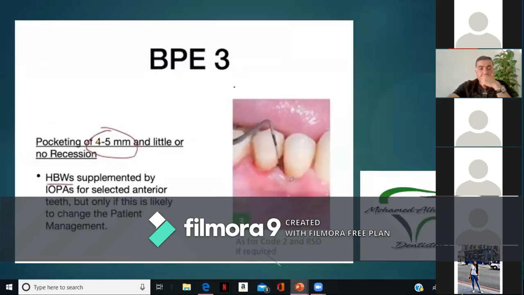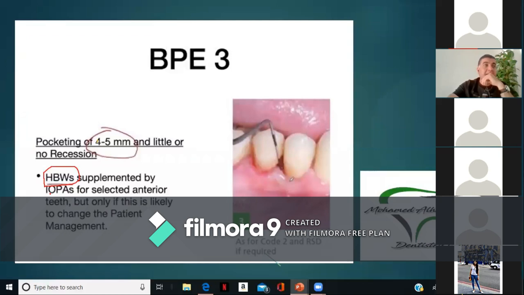Score 3. Now, because the pocket is not too deep, around 4 to 5 mm, they believe horizontal bite wing is enough, but we agreed that the gold standard for periodontal checkup or assessment is periapicals. So if you do periapical, it is the gold standard for all practitioners.